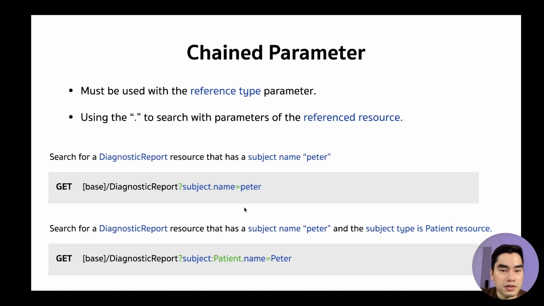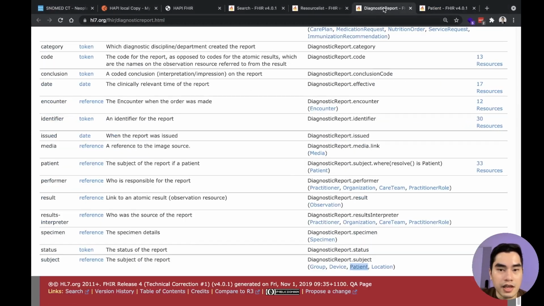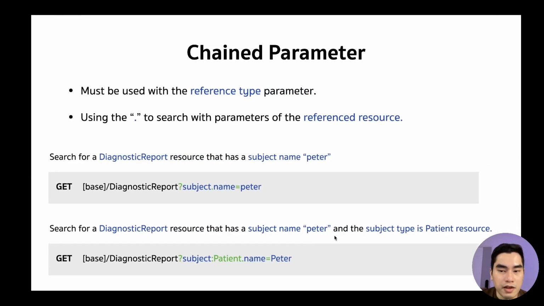And because the subject in a diagnostic report can be anything, if you want to specify a type, you can use a modifier like this to specify the type. So it becomes subject:Patient.name=Peter.